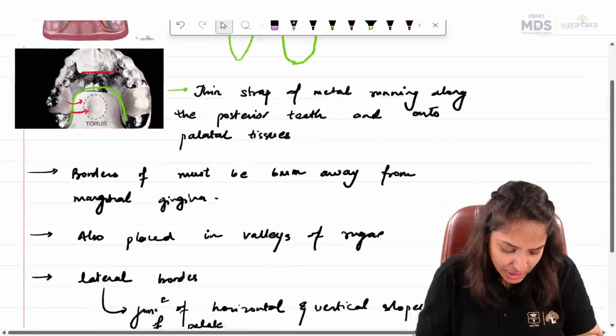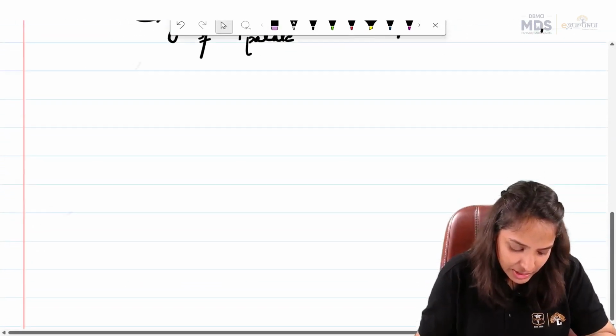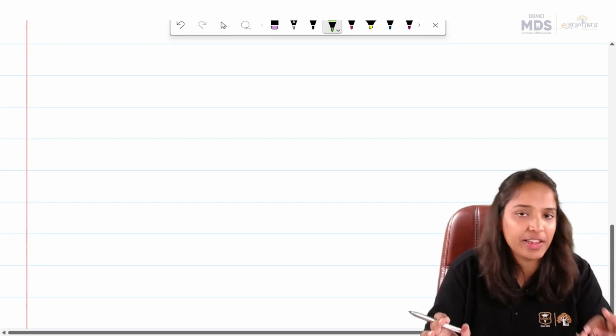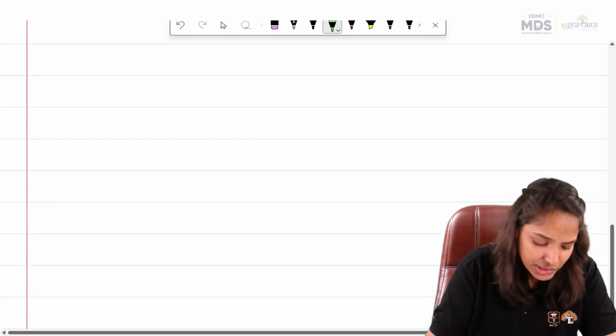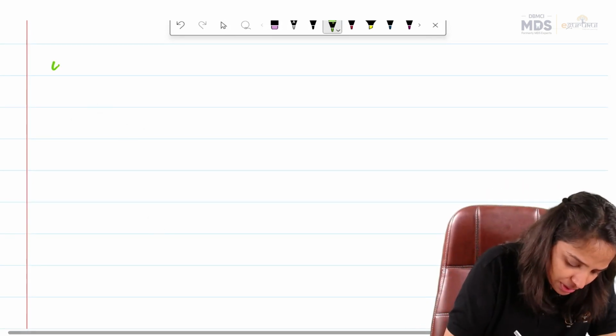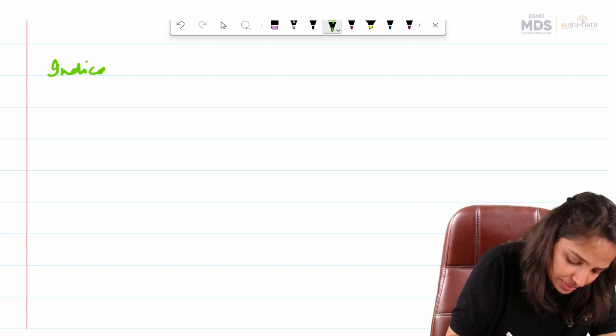Now, where is a U-shaped connector indicated? It is a very specific question and an indication which is asked in exams. So, what are the indications of it?